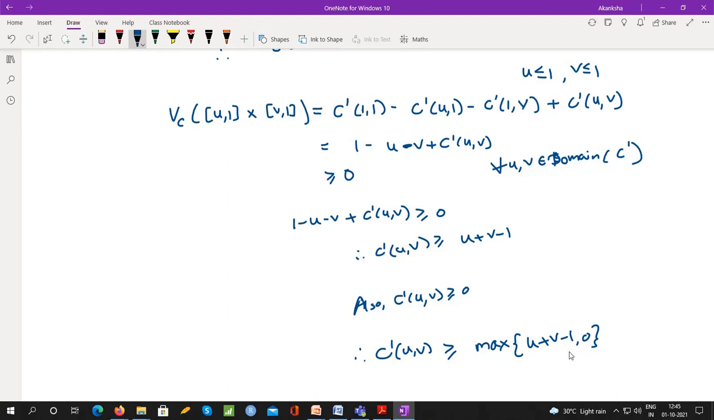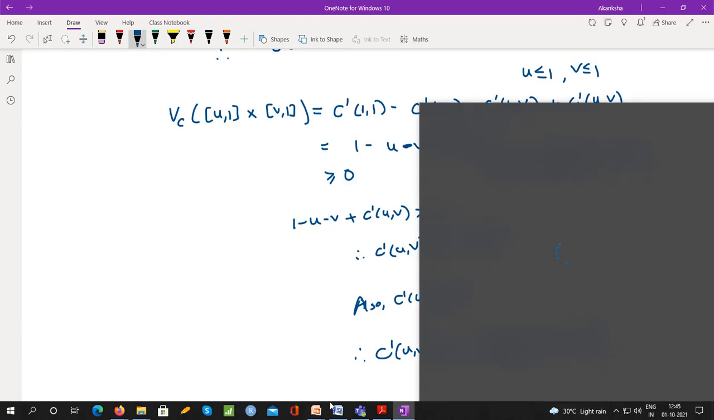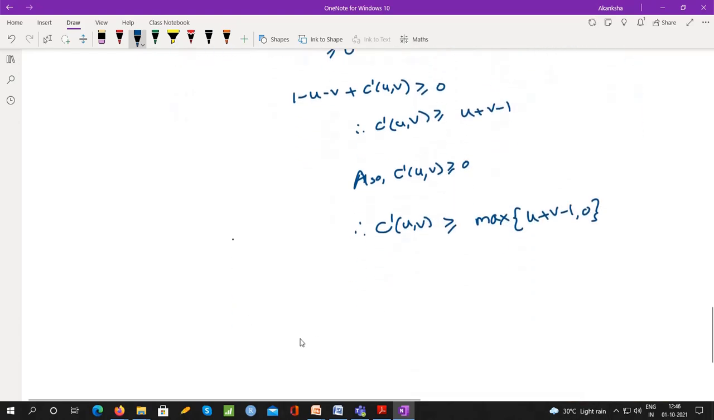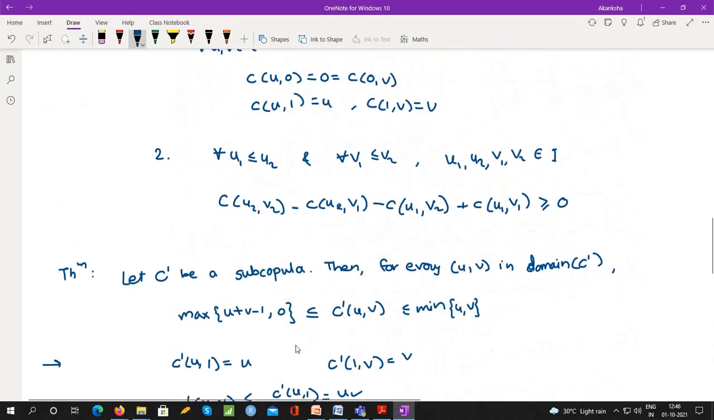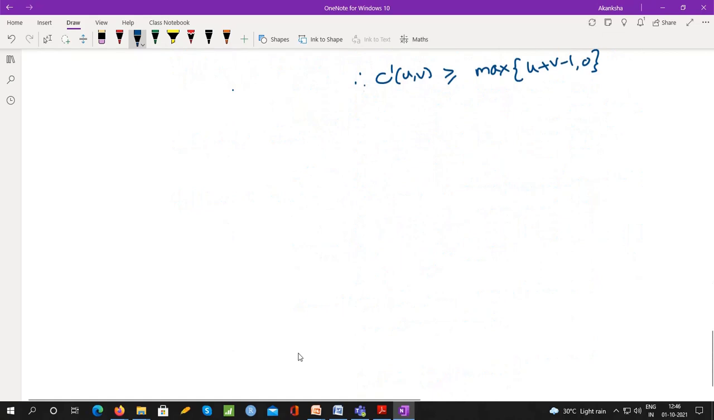Okay, so we have proved that these two can be taken as bounds, and in fact they have a name. These are called the Fréchet-Hoeffding bounds. They have some notation also, so let me write down the notation. You write M of u, v as minimum of u, v. This is called the Fréchet-Hoeffding upper bound.